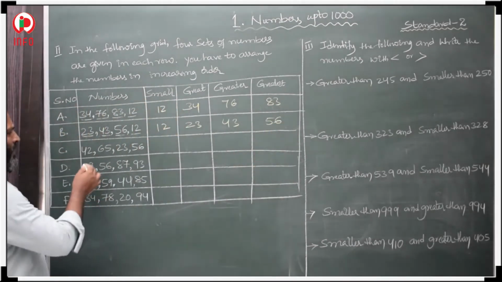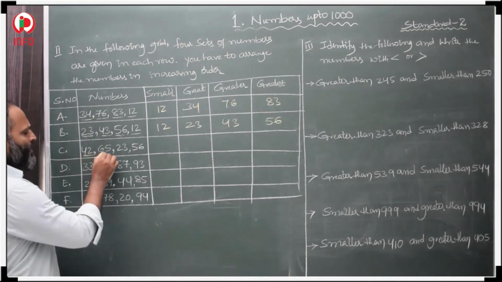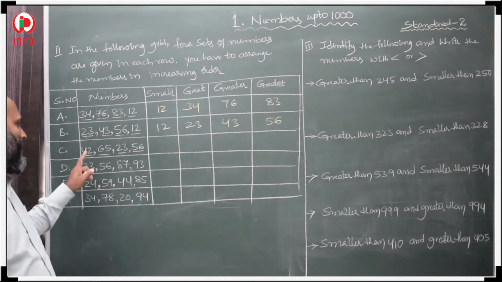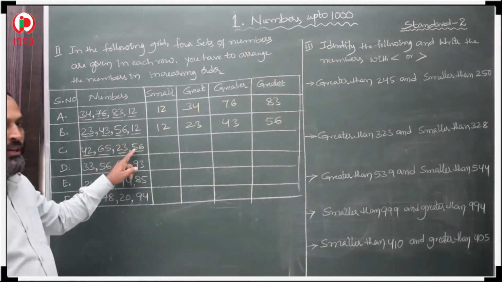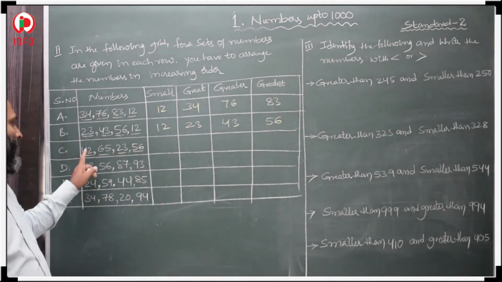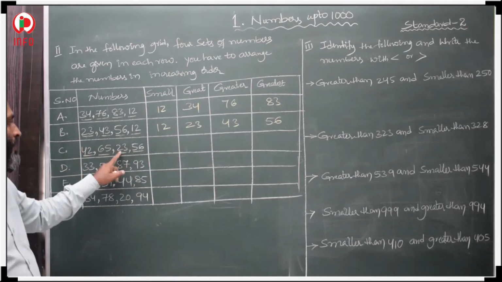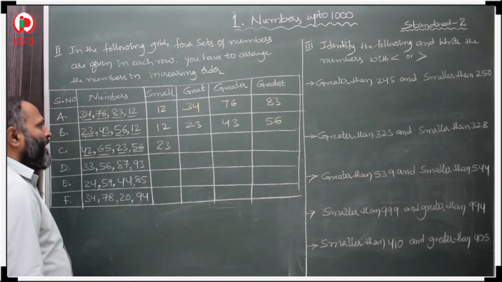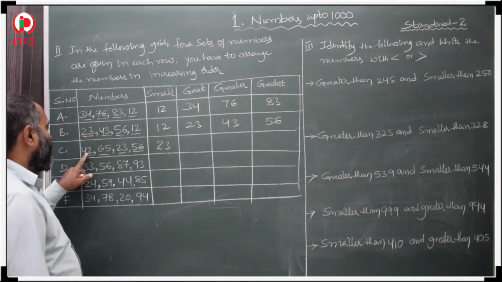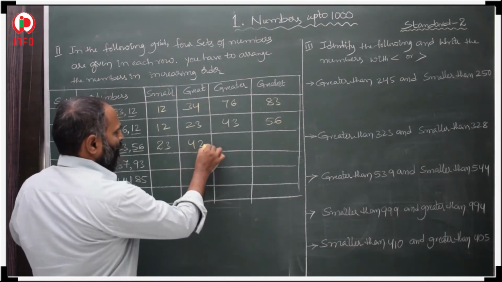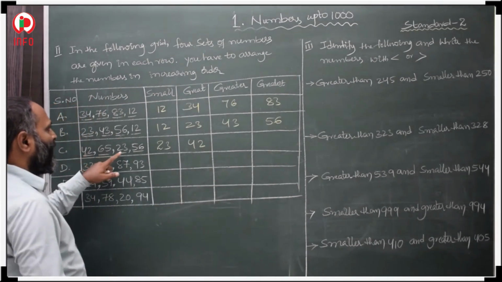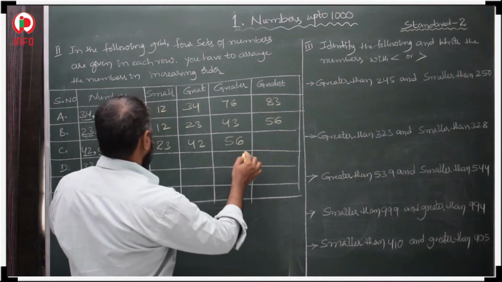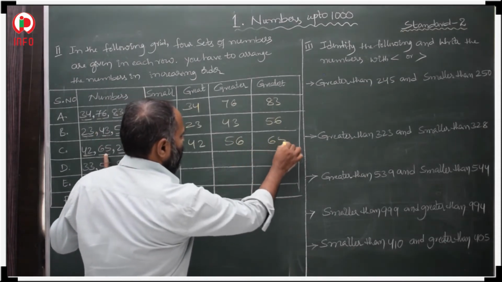Then here 4 numbers: 45, 65, 23, 56. In these, 2 is the smallest, so 23 is the small number, and the great number is 45. Then the greater number is 56, and the greatest number is 65.